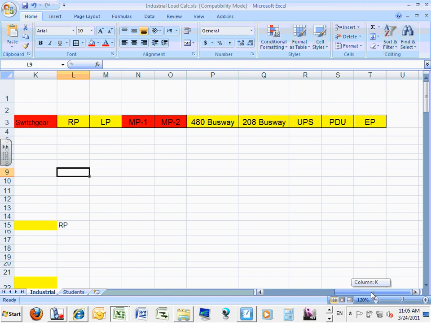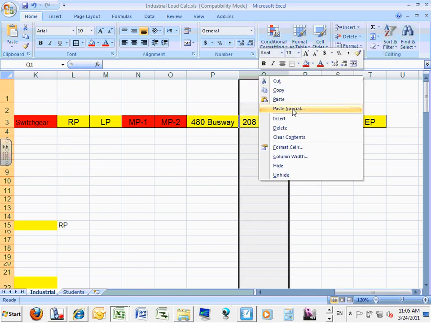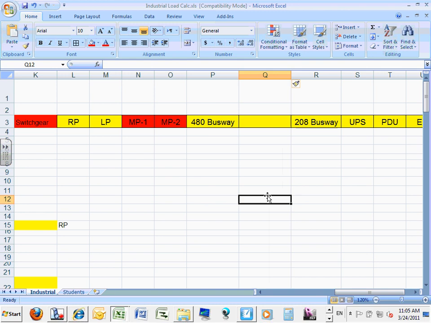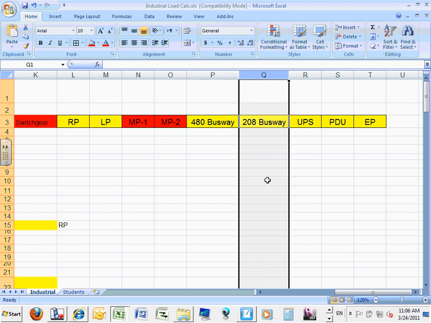Okay. And by the way, guys, if you made a mistake and you want to add one more column here, just highlight it and insert another column here. You're not doomed. Let me delete this one before I confuse anybody. Okay, are we cool? Yes.